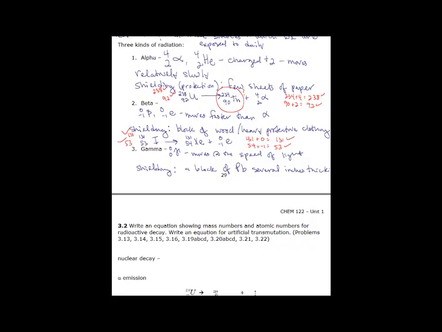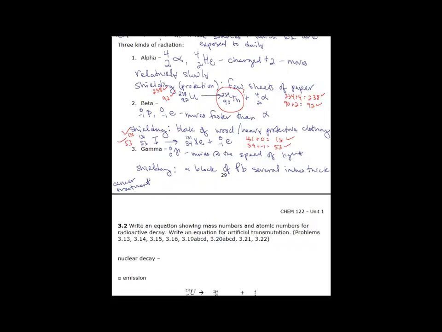So gamma radiation is used in cancer treatment. If you hear of somebody saying they have to get radiation, it's gamma radiation. What you notice about gamma radiation is that there isn't a change in mass number or atomic number. Yet the state changes, so it goes from an excited state to a lower energy state.